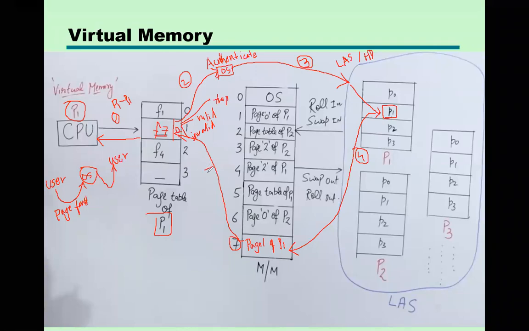After the fifth step, the next one is the sixth step. In the sixth step, we simply hand over the required page data to the CPU. So the CPU wants process P1, page 1, and the required process 1 page 1 will be handed over to the CPU at the sixth step. Okay, so this is a very simple concept of virtual memory.